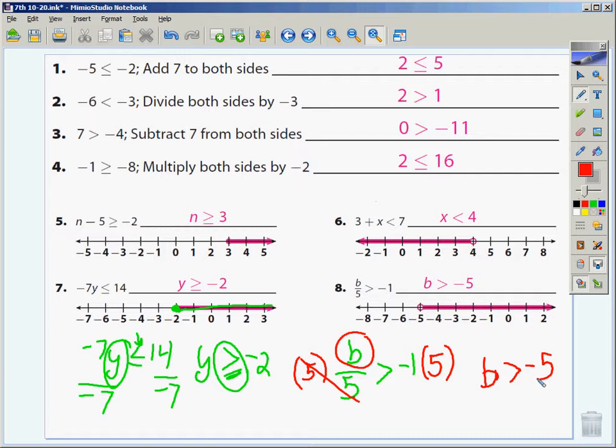Because it's not equal to, I can't get to the negative 5. I can get close, but I can't touch it. It has an open circle on it. Because it's getting greater, then I'm going to go to the right.